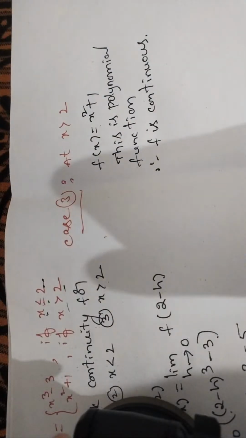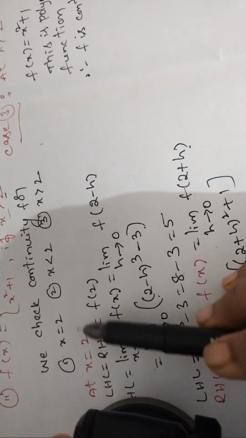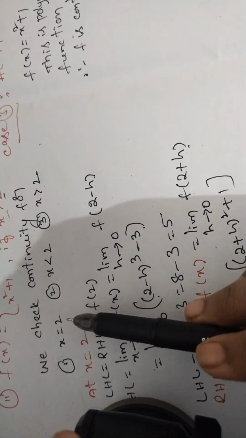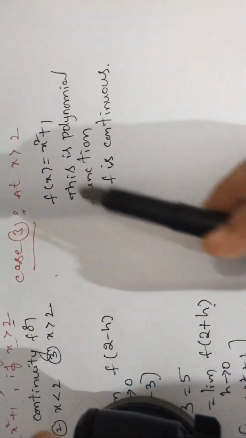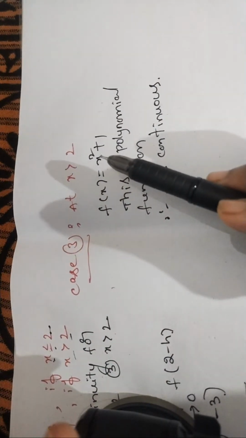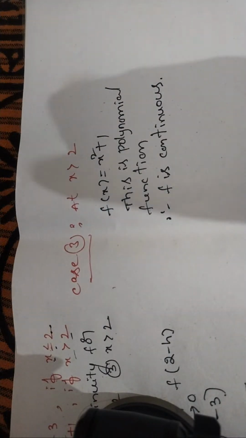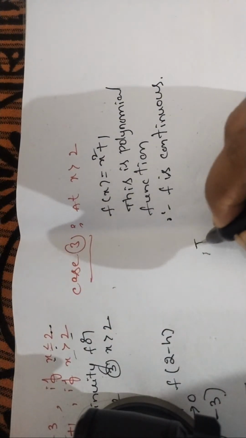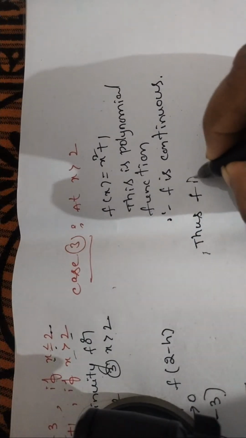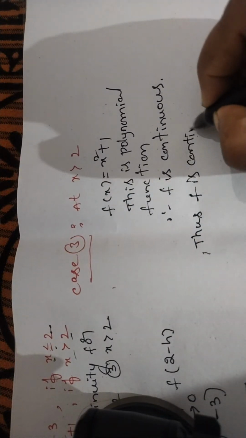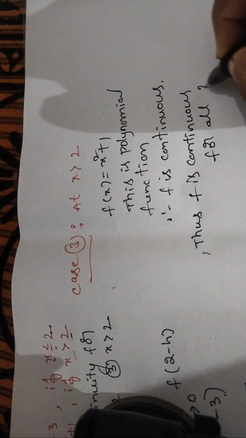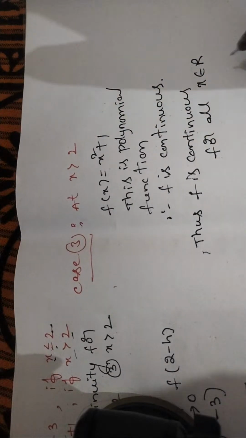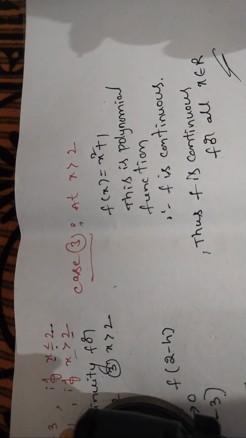If you observe the 3 cases, the first case, x equal to 2: at this case, f is continuous. Case 2, that is x less than 2, also continuous. And the third case, x greater than 2, also continuous. So, we will give the final conclusion. Thus, f is continuous for all real numbers. f is continuous for all x belongs to R. So, this is the solution for the 11th question.